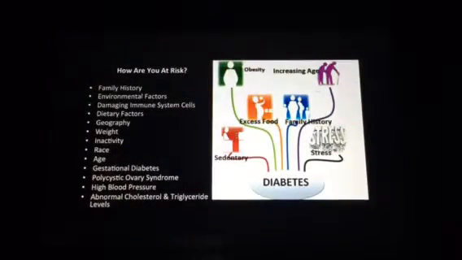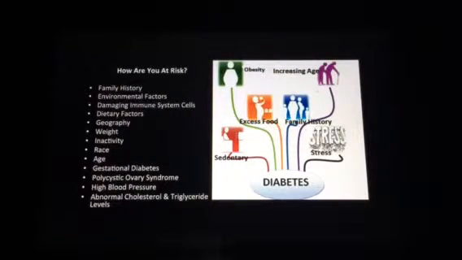Why is this a cause for concern? Everyone's at risk. In family history, your risk increases if a parent or sibling has had diabetes. In environmental factors, circumstances such as exposure to a viral illness likely play some role in type 1 diabetes. In the presence of damaging immune system cells, sometimes family members of people with type 1 diabetes are tested for the presence of diabetes autoantibodies. If you have these autoantibodies, you have an increased risk of developing type 1 diabetes.